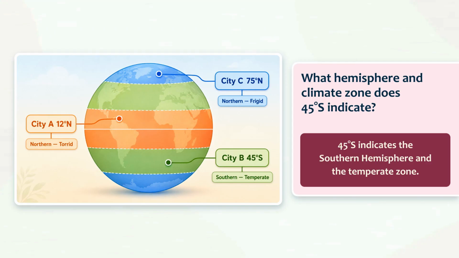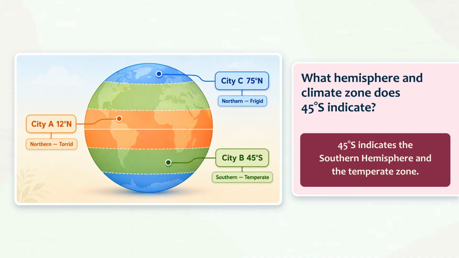Apply the 2-step method to the middle card. What hemisphere and climate zone does 45 degrees S indicate? The suffix and boundary position give the result. 45 degrees S indicates the southern hemisphere and the temperate zone. S gives the hemisphere, and 45 degrees lies between the southern tropic and polar circle.